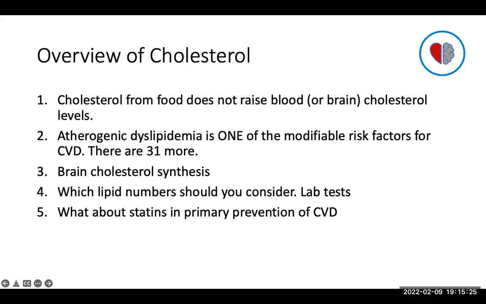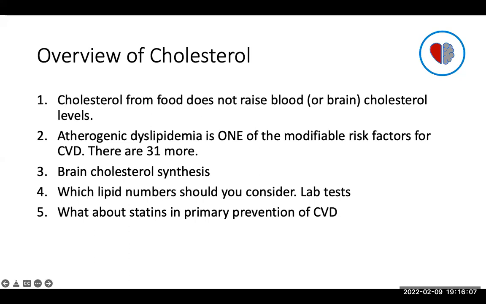The problem comes when we can't always figure out why the cholesterol has gone up. Now, in functional medicine, we talk about root cause resolution. We look at the root causes. Sometimes we cannot always determine the root causes, but we definitely try very hard. So the next thing is atherogenic dyslipidemia, which is one of the 32 modifiable risk factors for cardiovascular disease. And there are 31 others that we can focus on. Cholesterol is only one of them. Next comes brain cholesterol synthesis, why that is significant, and lab tests.